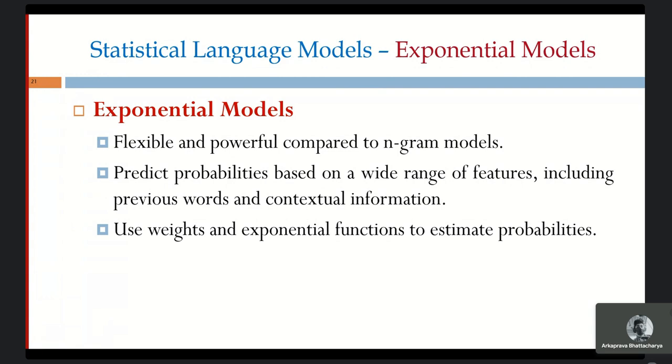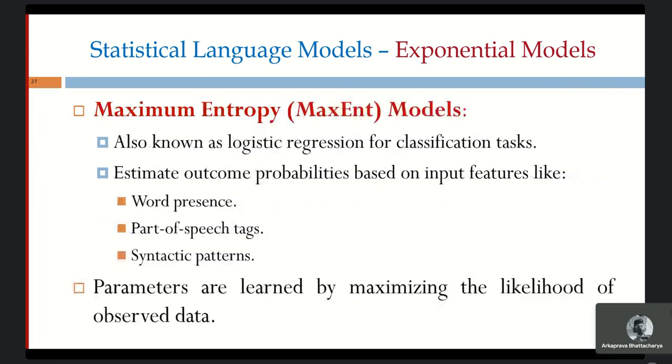Then you have the exponential methods. Exponential methods such as maximum entropy models are more flexible and powerful than n-gram models. They predict the probability of a word based on a wide range of features, including not only the previous words, but also other contextual information, that is, in what context they are being written. These models assign weights to different features and combine them using an exponential function in order to estimate the probabilities. The maximum entropy models are also known as logistic regression in the context of classification.